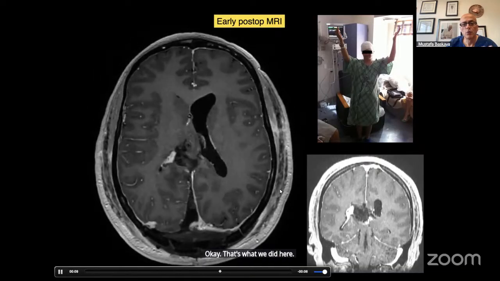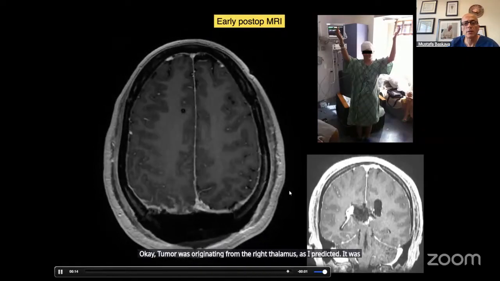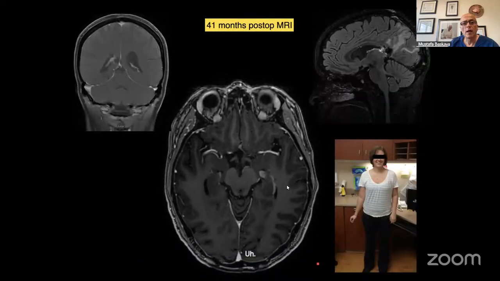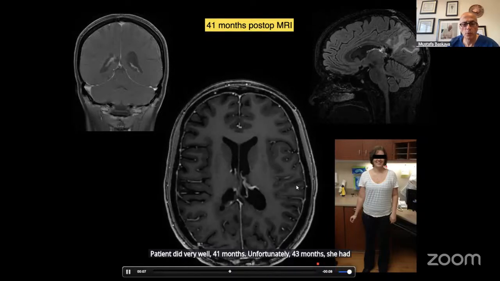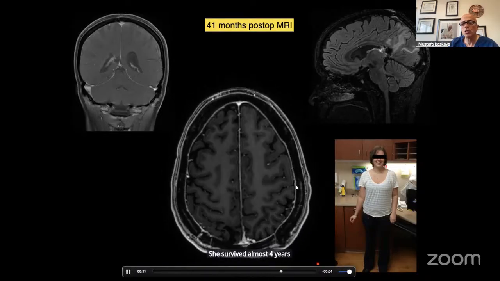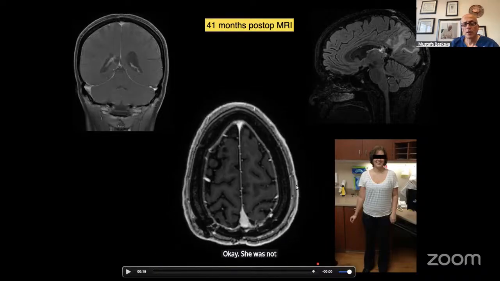Okay. The tumor was originating from the right thalamus as I predicted. It was not a bilateral bithalamic tumor. And the patient did very well, 41 months. Unfortunately, at 43 months, she had multiple recurrences. She survived almost 4 years, but she did everything she could. Okay. She was not on steroids. She didn't need a shunt. She did everything she wanted to do. She traveled all over the world and she died in peace. Okay.